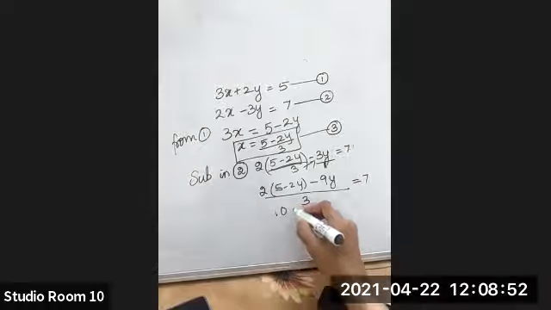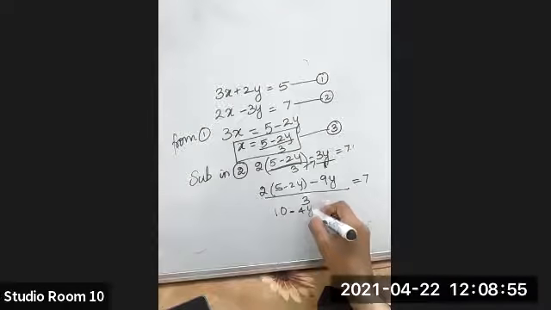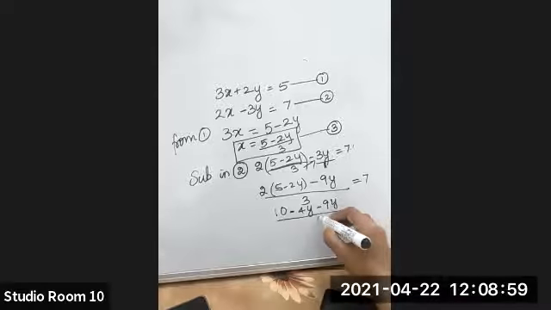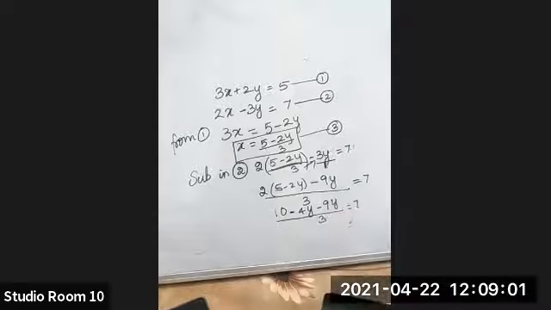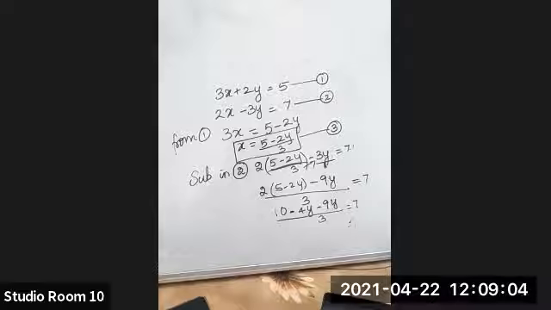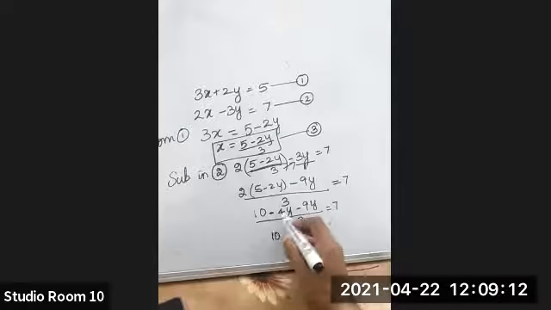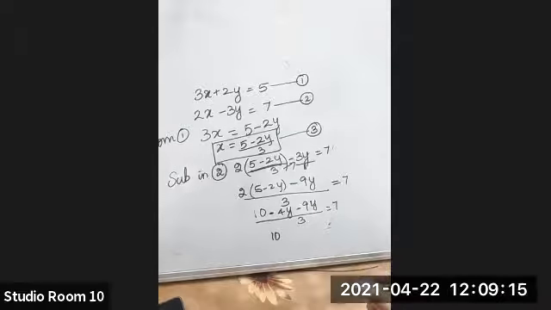Yes, ma'am. Now you open the bracket. When we open the bracket, you'll get 10 minus 4y minus 9y by 3 is equal to 7. That is 10 minus 4y minus 9y. What will you get? Minus 4y minus 9y.